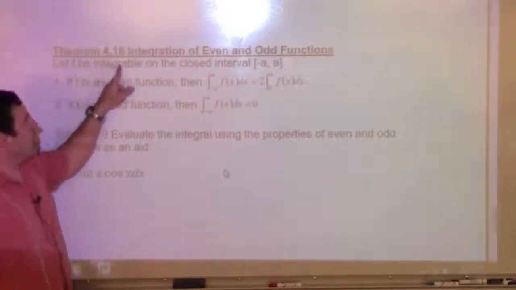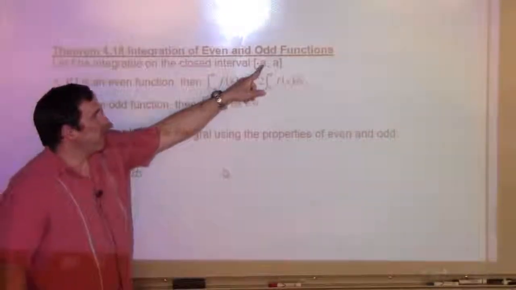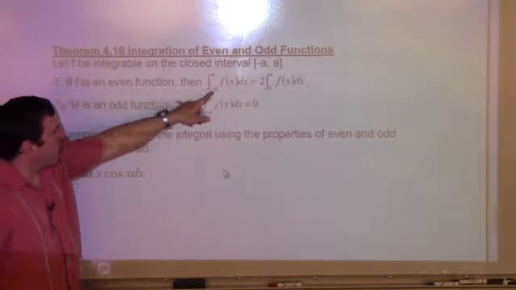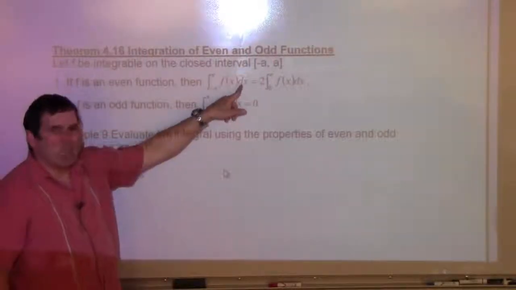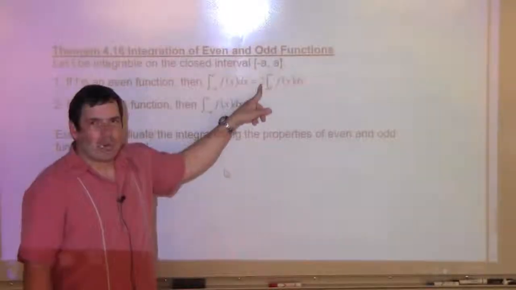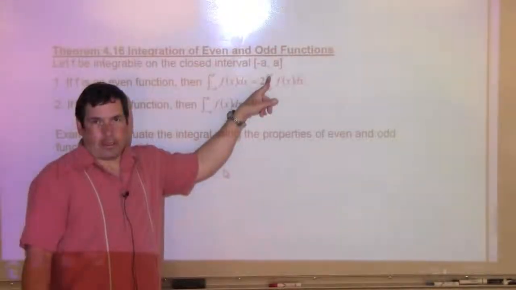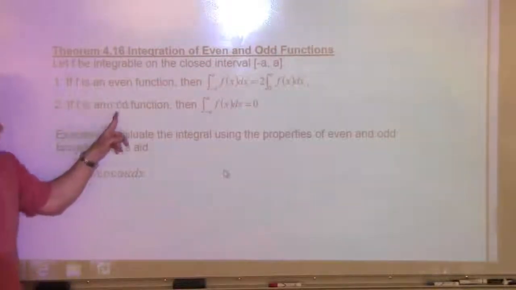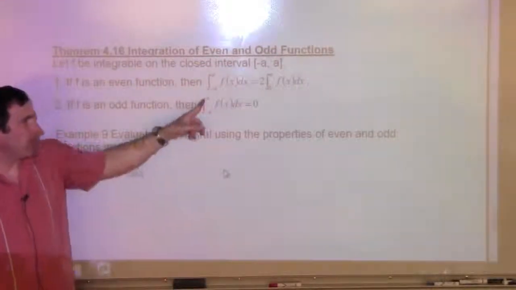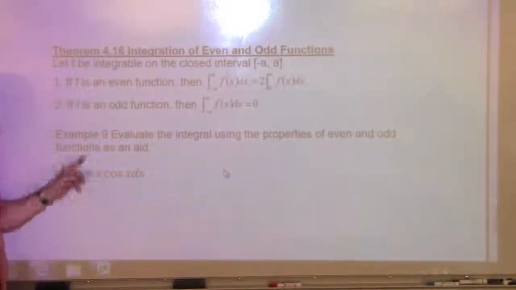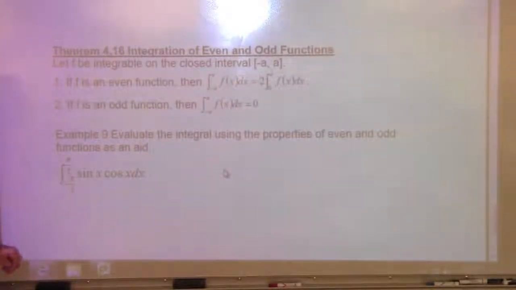Okay, let f be integrable on the closed interval from negative a to a. If f is an even function, then the integral from negative a to a of f of x dx would be, and this is a very useful tool that I often forget to do, 2 times the integral from 0 to a of f of x dx. And if f is an odd function, then the integral from negative a to a of f of x dx would be 0. So example 9, evaluate the integral using the properties of even and odd functions.